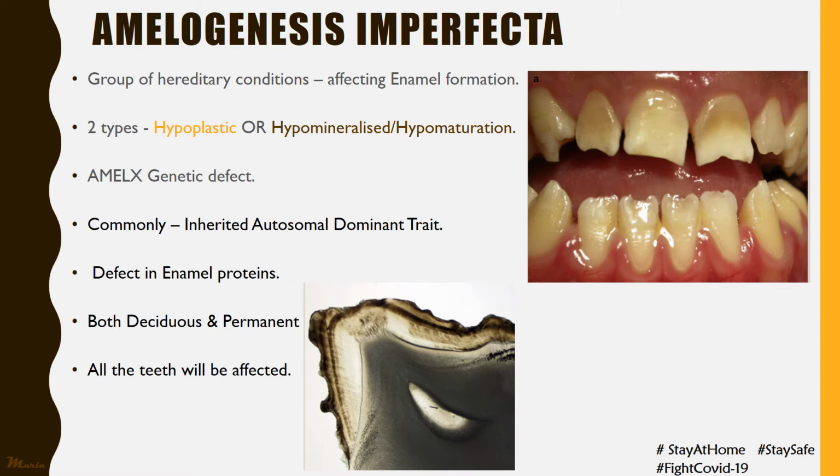This anomaly commonly presents as an inherited autosomal dominant trait, which causes defects in the enamel proteins and affects both the deciduous and permanent dentition. It should be remembered that both the dentitions and all the teeth are affected, since this is a genetic defect. So amelogenesis imperfecta is a generalized condition affecting all the teeth.